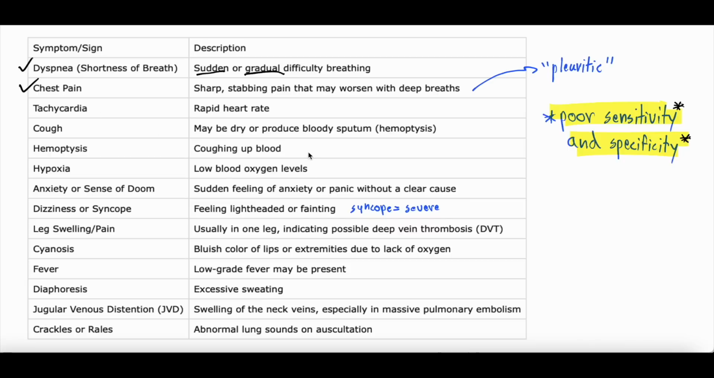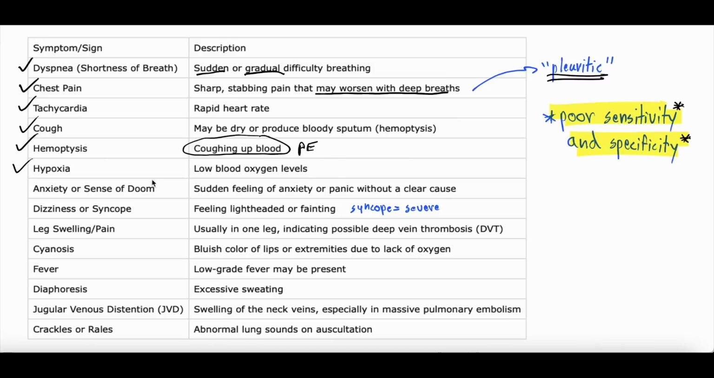Chest pain's a big one. Sharp stabbing, particularly this portion, may worsen with deep breaths. This is called pleuritic chest pain, pain with deep breaths. And although still poor sensitivity and specificity, this is one of those classical symptoms people associate with pulmonary embolism. Rapid heart rate or tachycardia, cough, particularly hemoptysis or coughing up blood. This can happen from a number of conditions: pneumonia, bronchiectasis, bronchitis, lung cancer, but it also can be from pulmonary embolism. And it's one of those symptoms associated with pulmonary embolism.